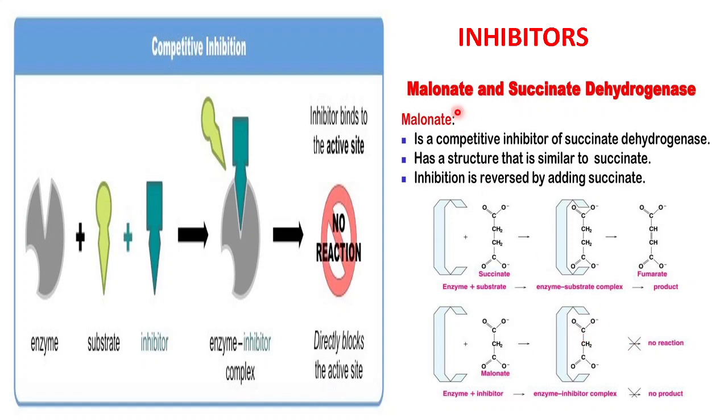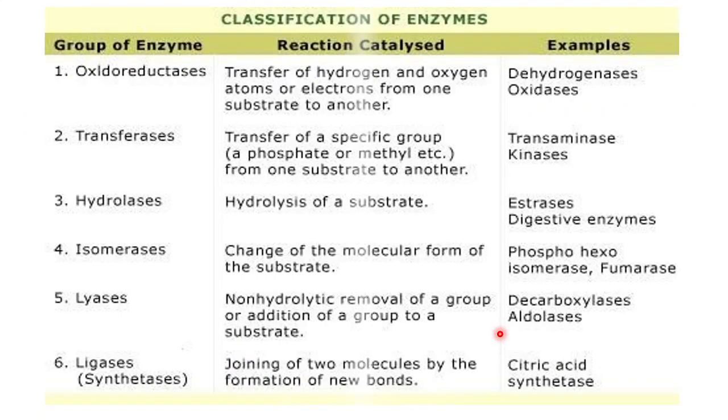So here, malonate competes with succinate for the actual enzyme, succinate dehydrogenase, to bind and block the enzyme active site. But of course, this can be reversed by adding more succinic acid. If we increase the amount of succinic acid, then there will be competition, and obviously the one which is more in number has more chances of winning the competition.